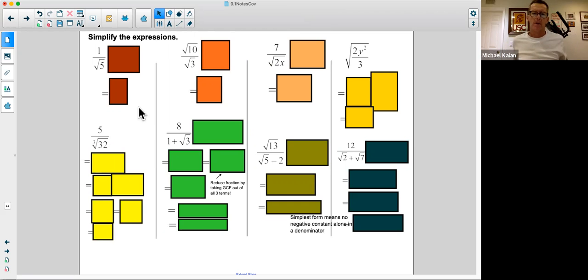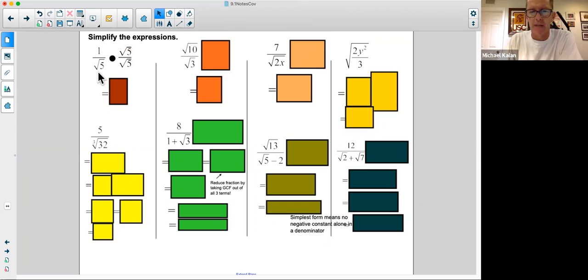Okay, so let's see. Can we take the square root of 1? Or can we do anything with 1? No, it's just 1, right? Can we take the square root of 5? No. Okay, but we have a radical in the denominator. So what are we going to need to multiply the top and bottom by? It's got to be by the same thing, right? Because we're not trying to change the value. We're trying to change the way it looks. Okay, hopefully you said the square root of 5.